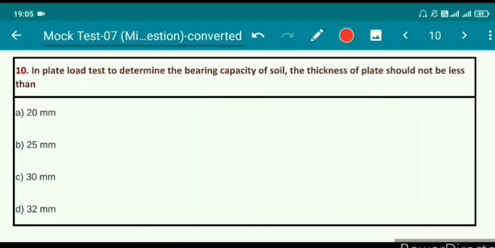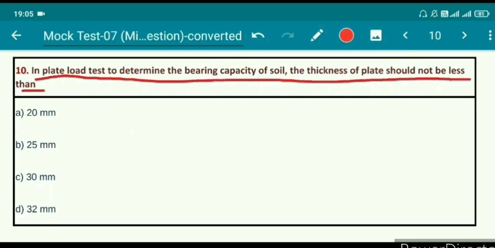Question number 10. In plate load test, to determine the bearing capacity of soil, the thickness of plate should not be less than option A 20 mm, option B 25 mm, option C 30 mm, option D 32 mm. Right answer is option B 25 mm, and the size of the plate generally lies in between 300 to 750 millimeter.